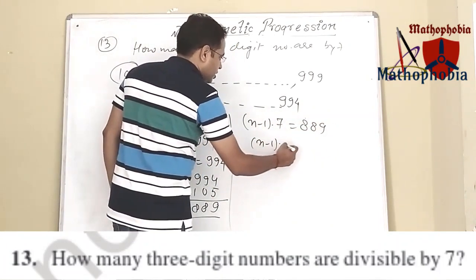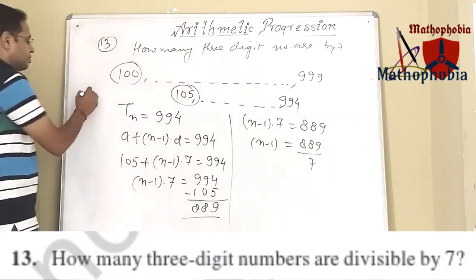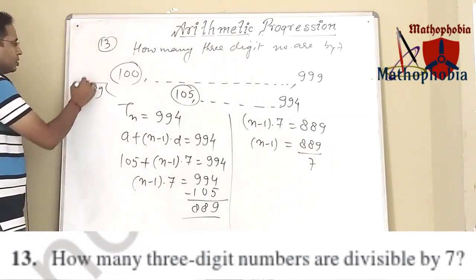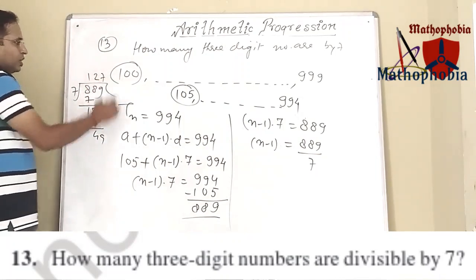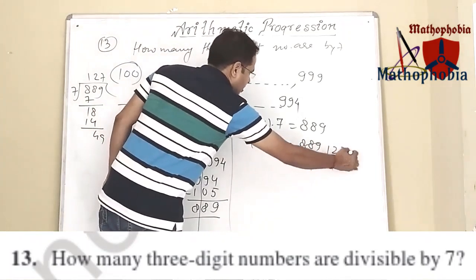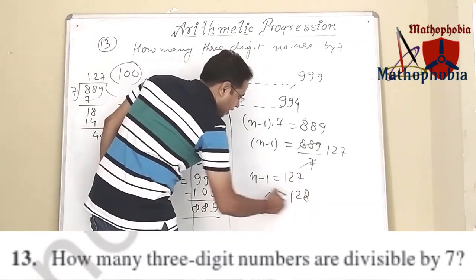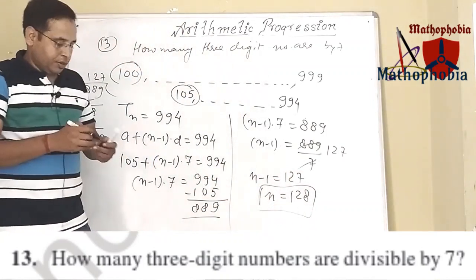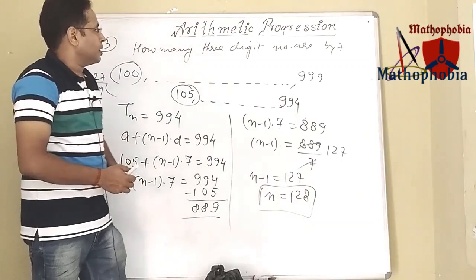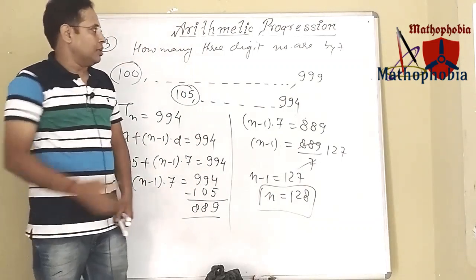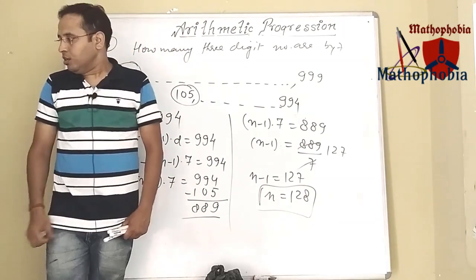So n minus 1 is equal to 889 upon 7. Divide 889 by 7. So you get 127. So n minus 1 is equal to 127, or n is equal to 128. Therefore, how many 3 digit numbers are divisible by 7? There are 128 numbers of 3 digits that are divisible by 7. Now try to solve the rest of the questions, and the questions that I have covered here. Then we will continue in the next class. Till then, study well. Good luck.